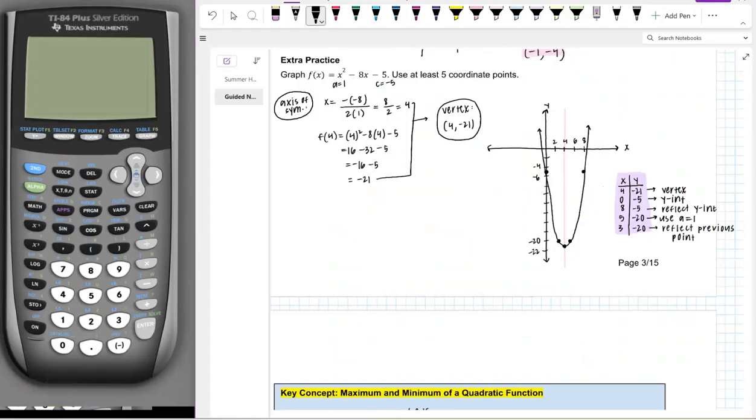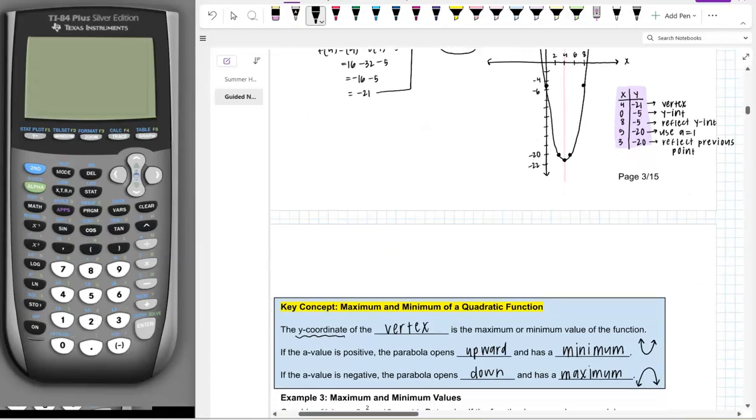Okay, here's another practice problem where you're graphing a parabola and it's a quadratic function because it's x squared and it's in standard form ax squared plus bx plus c, and you're using 5 coordinate points. So you can pause it and try that one and then come back and see if you got that right. And I highlighted a table that had all 5 points that I used on it, so you can double check your points there and see if you had the same.